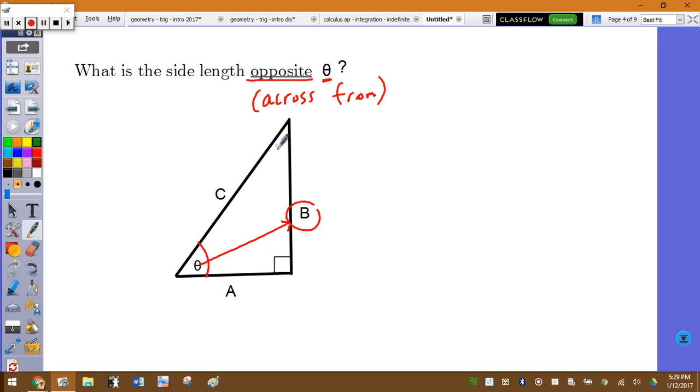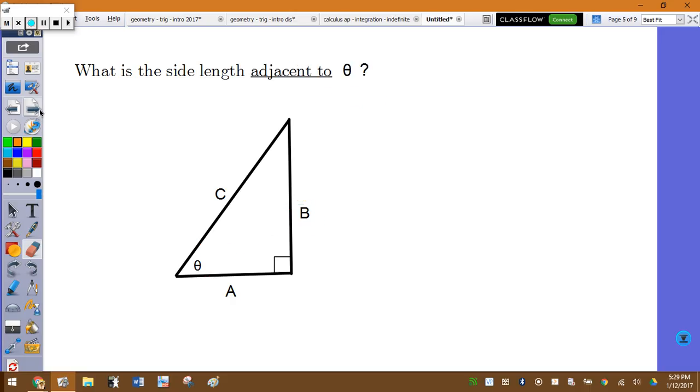Now contrast that with this. If I were instead putting theta over here, so maybe I'll call this theta 2 or something, then what's opposite that angle? Well, that would be this side over here. So it all depends on where you are for what is across from you. Again, just common sense, but with a little bit of terminology.